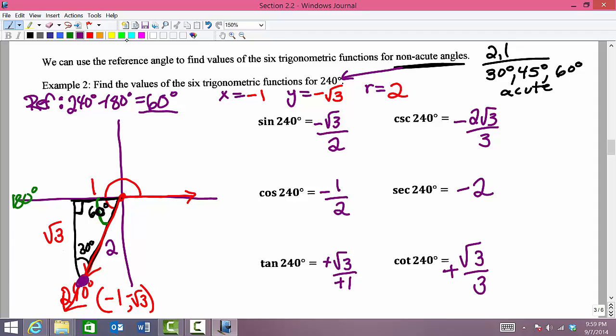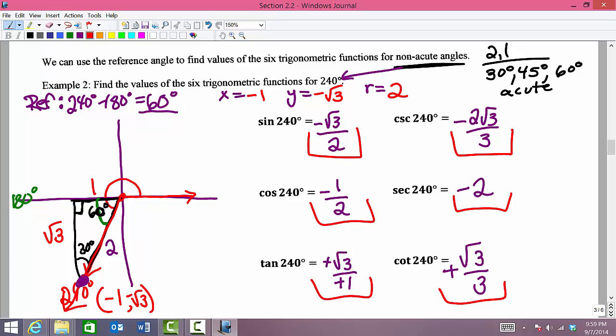Now let's look at our values that we actually get. You notice something about these values. All of these values, the numbers themselves, actually are all exactly the same as the trig function values of 60 degrees.